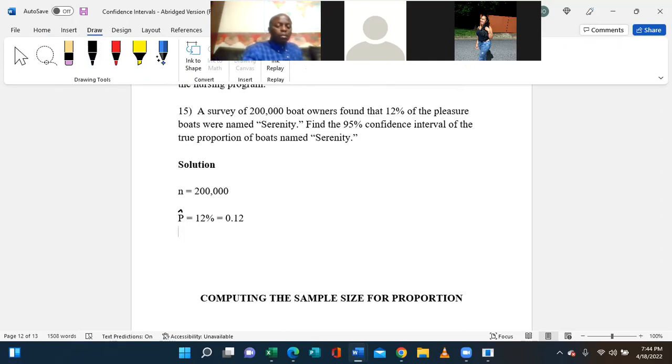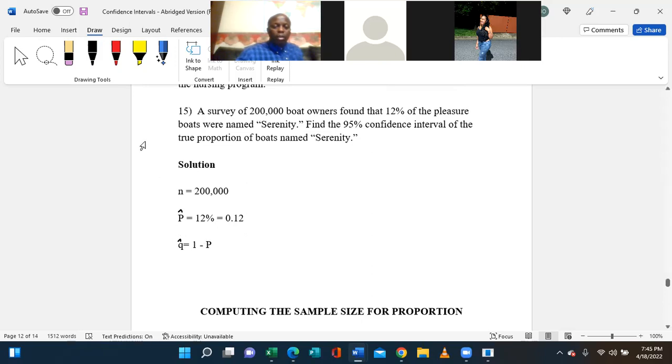And Q hat, Q with the little hat. I'm going to put it right here. Q hat equals 1 minus P hat, P with a little hat. You know, 1 minus P hat, which is 1 minus 0.12.